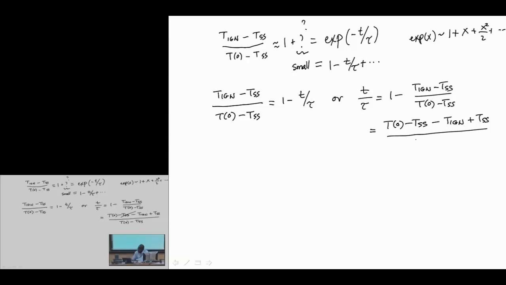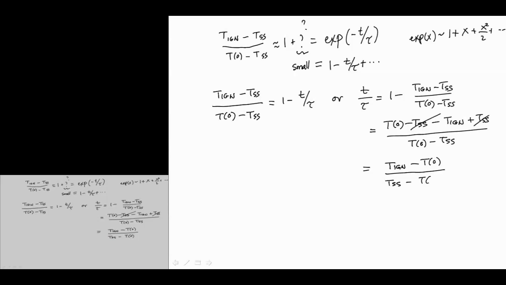Okay? So all I did was put that in there. And so we lose this term. And so I'm going to just do one more thing, which is then (T_ignition minus T0) over (T_steady state minus T0). Okay, so I just switched the sign on the top and the bottom. I'm going to put this over here, which says, again, now t over tau is equal to T_ignition minus T0.